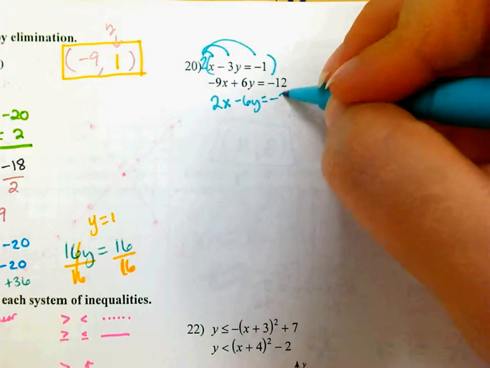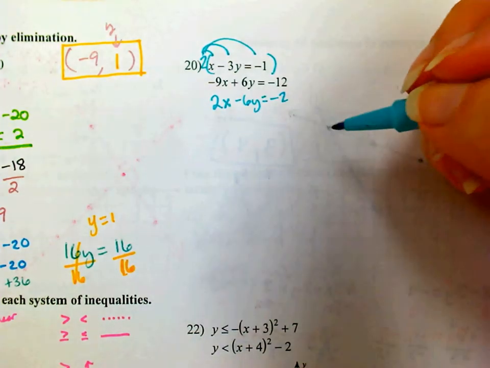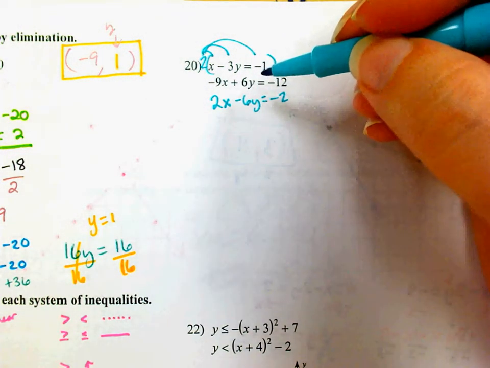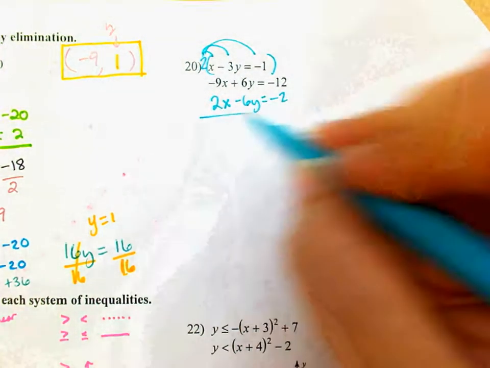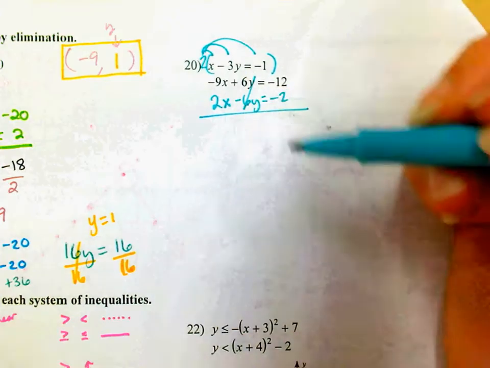Remember, the point is to multiply by something that'll cancel out with the other one, right? I had a positive 6. I needed a negative 6, so I multiplied it by 2. All right, so I'm going to do this. Then 6y minus 6y cancel each other out.